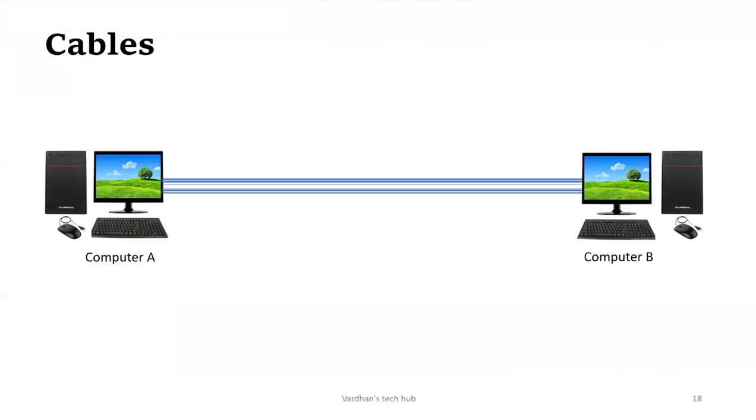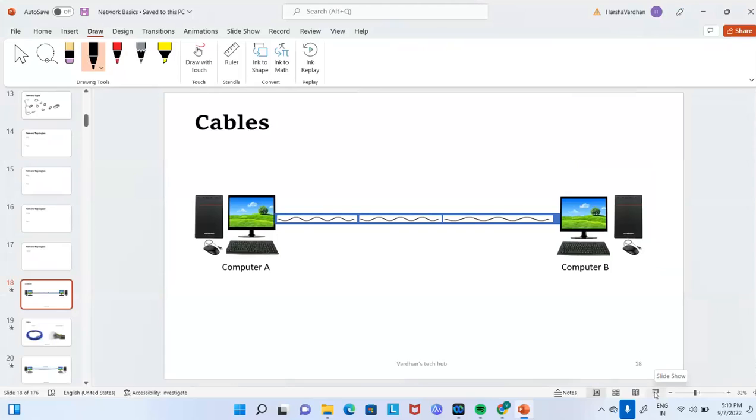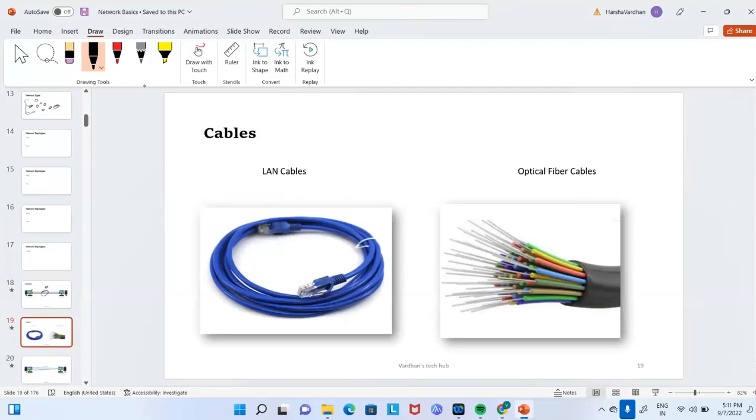If you want to connect two computers together, or if two network devices want to communicate with each other, we need some connectivity, and that is done by using cables. Here we have two types of cables: LAN cable and optical fiber cable.